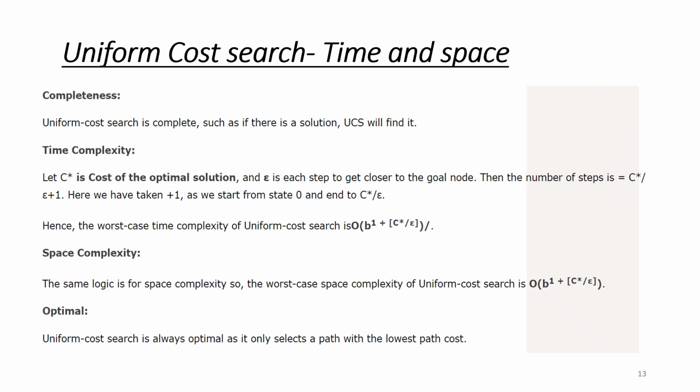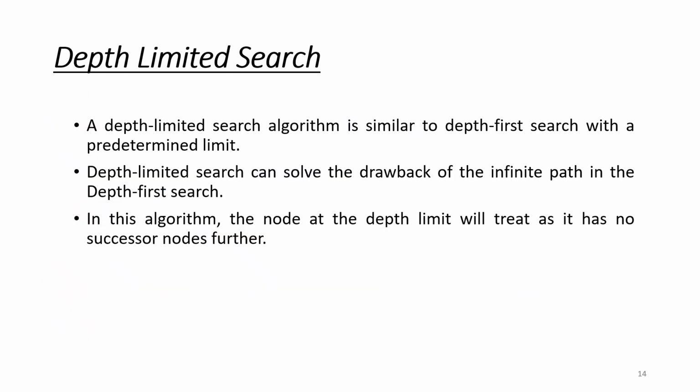So this is called the uniform cost search method. Next we can continue with the depth limited search method. Depth limited search is similar to the depth first search method, but with a predetermined limit. The main drawback of DFS is the infinite path problem, so this is a combination of DLS and DFS.